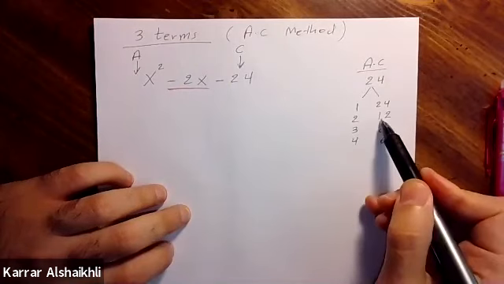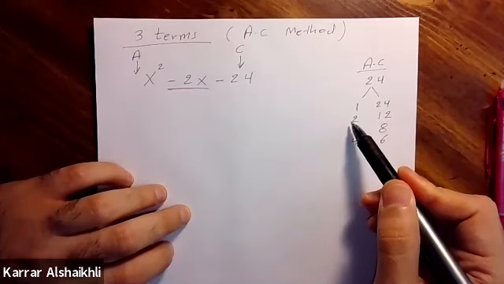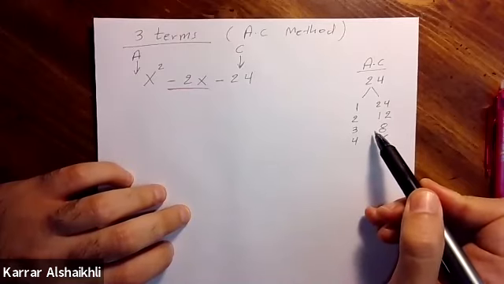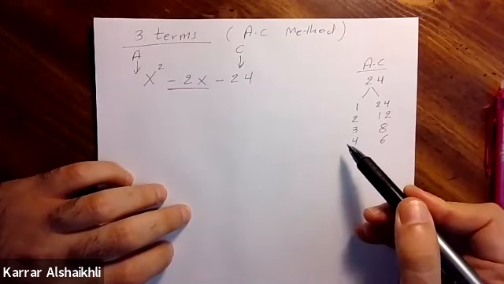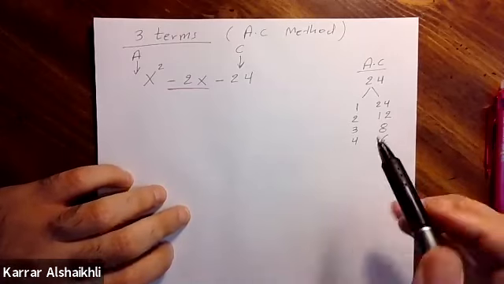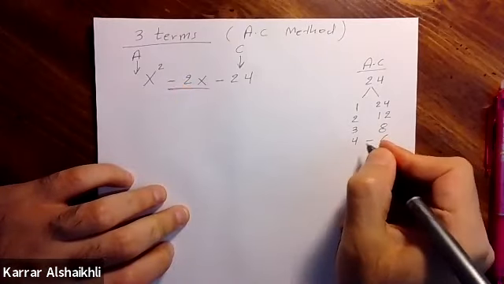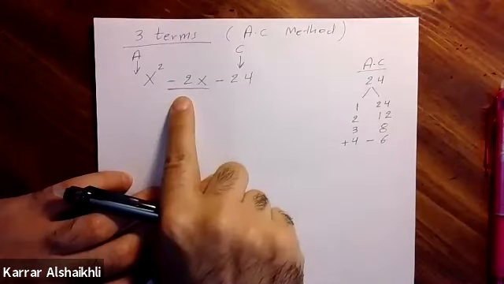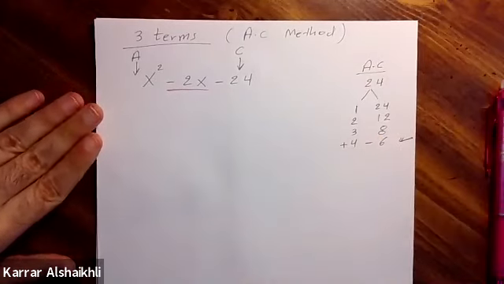2 minus 12, you're going to get -10. Or 12 minus 2, you're going to get 10. 3 minus 8, you're going to get -5. 8 minus 3 is going to be 5. 4 minus 6 is going to be -2. So I'm going to use this one. 4 minus 6, that means +4 minus 6 is going to be -2. So this option is going to work.